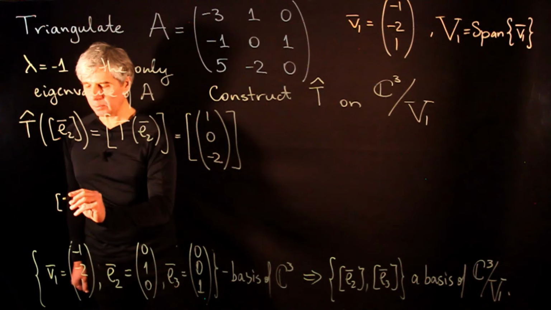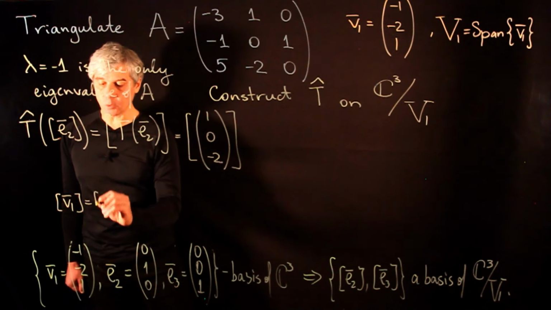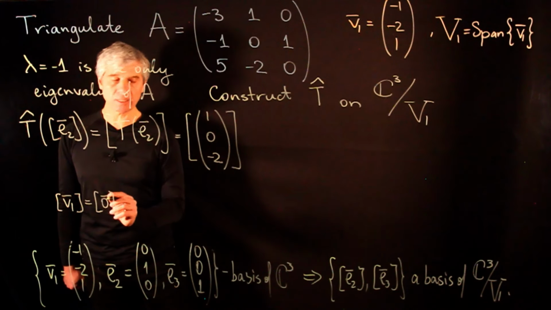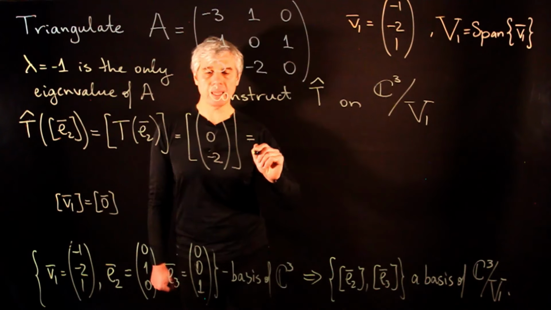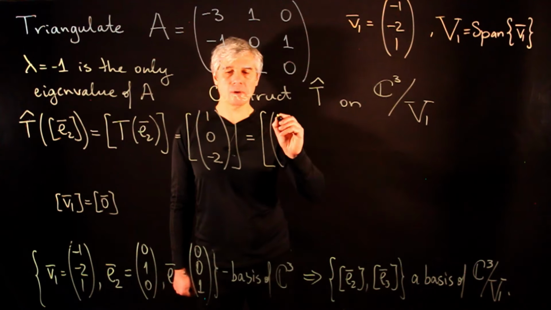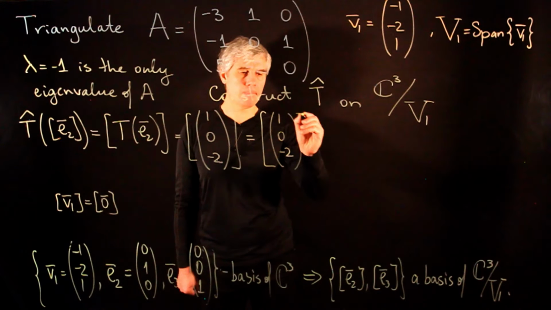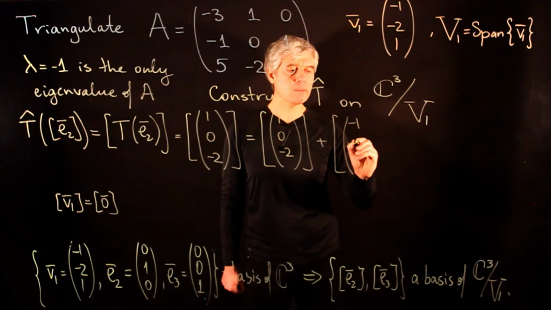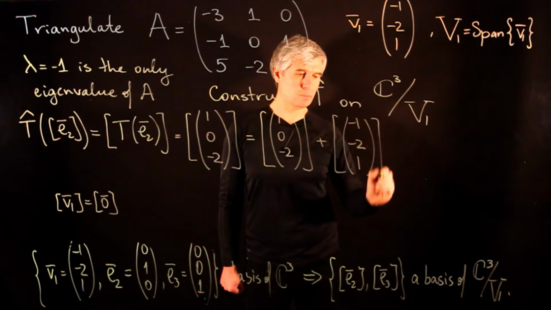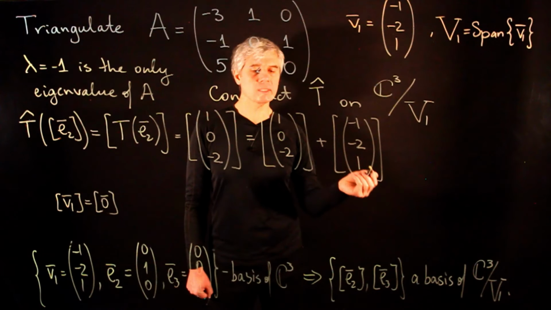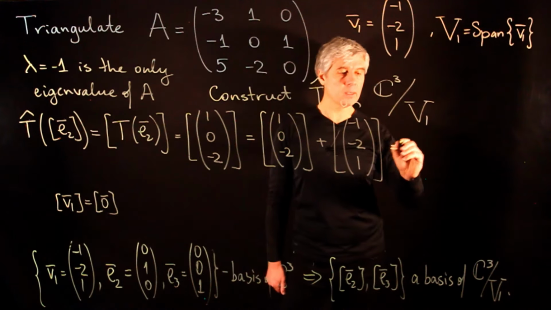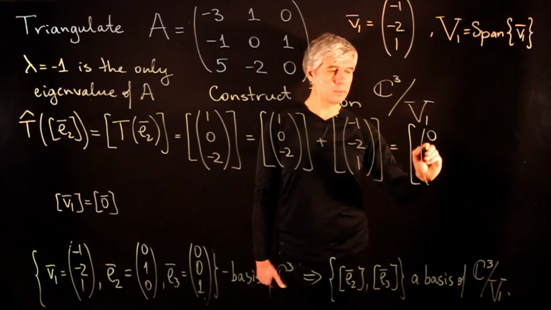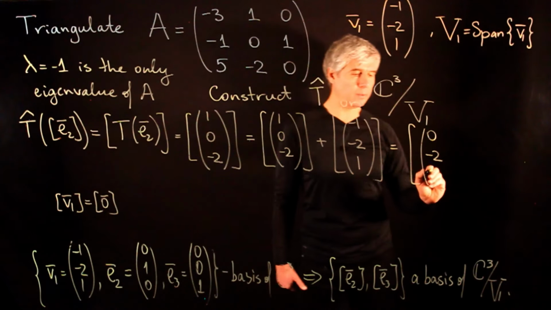Well, the trick here is that we know that the class of V1 is the zero class. This means that we can add a multiple of V1 without changing the class of the vector. So what we can say is that this is equal to the class of 1, 0, -2 plus the class of V1, which is -1, -2, 1, since the class of V1 is a zero class. And then we get that this is the class of a vector 0, -2, and -1.